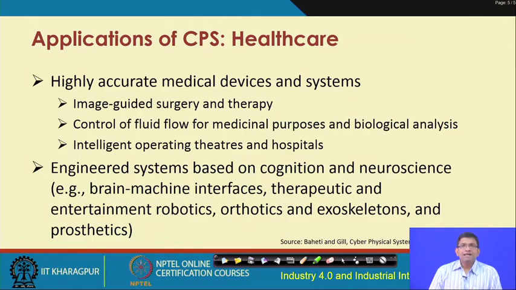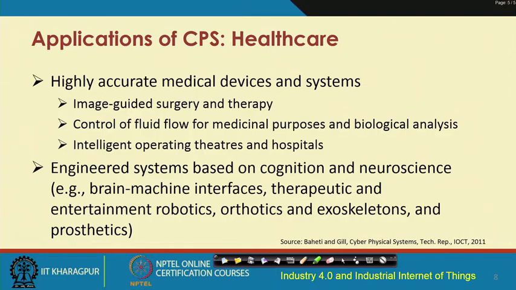For example, you must have heard about the use of robotic surgery or image guided surgery. These are examples of cyber physical systems and their use in surgery or healthcare in general. Then, if we are talking about fluid flow, there is control of blood flow into a patient when required for medical purposes, maybe when somebody is having a bone marrow transplant or a blood transfusion is taking place. Cyber physical systems can find use to perform these tasks accurately.